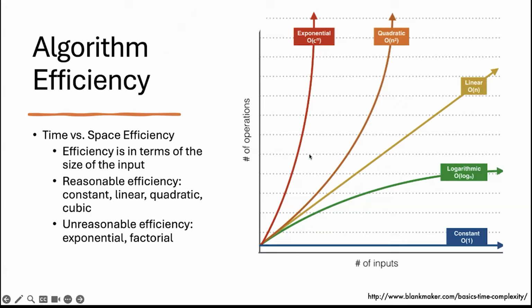But anything that goes beyond, like say n to the 10th, or exponential, like c to the n, or 2 to the n, they're called exponential. And even factorial, n factorial, those are unreasonable efficiencies. That means the time quickly grows, right? Even with a small increase in the input size. So typically, the number of operations is just too large for the computer to complete. That's too complex of an algorithm.